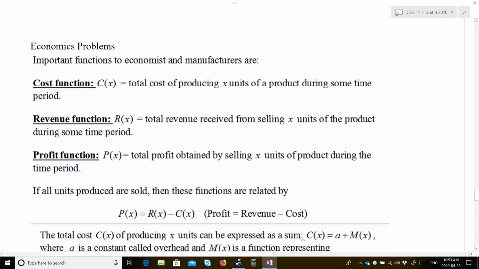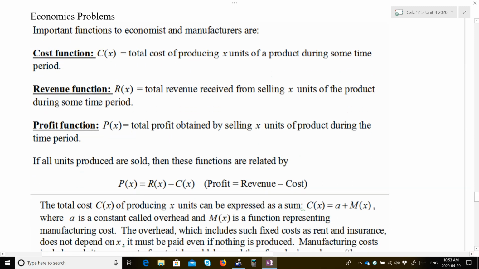Okay, and then in the textbook it talks about economics problems. Important functions to economists and manufacturers are the cost function, C of x, total cost of producing x units of a product during some time period. The revenue function, R of x, equals total revenue received from selling x units of the product during some time period. And the profit function, P of x, is the total profit obtained by selling x units of a product during the time period.